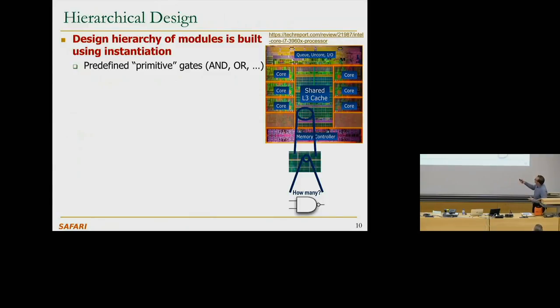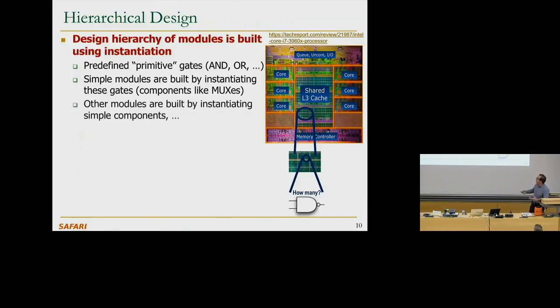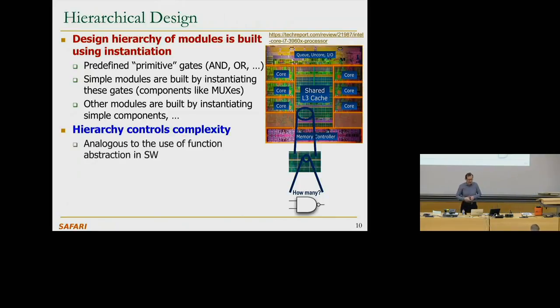There are some predefined primitive gates that we will have, as I will show you in the syntax. And we'll build simple modules by instantiating these gates. We'll build muxes, for example, by instantiating these gates. And then there'll be a module, and then we'll build bigger modules from these smaller modules. And hopefully, you'll have a top-level module saying, this is my processor. Okay, so hierarchy is important because it controls complexity clearly.